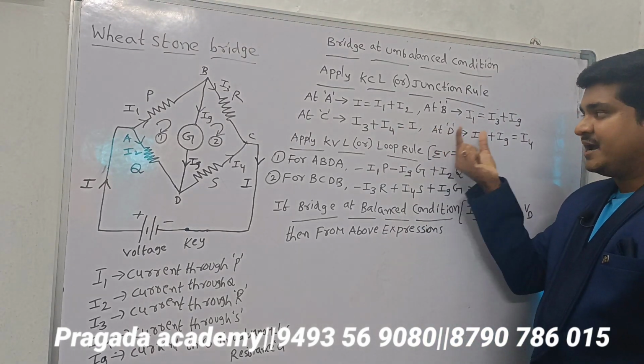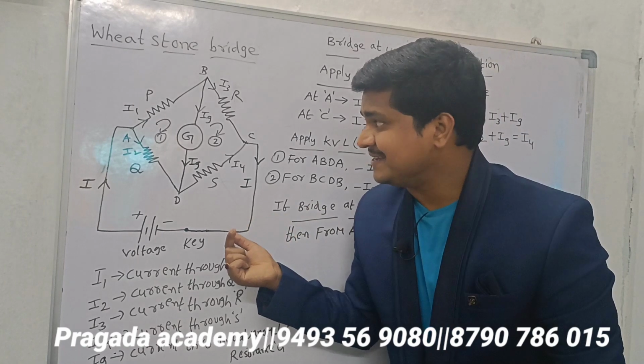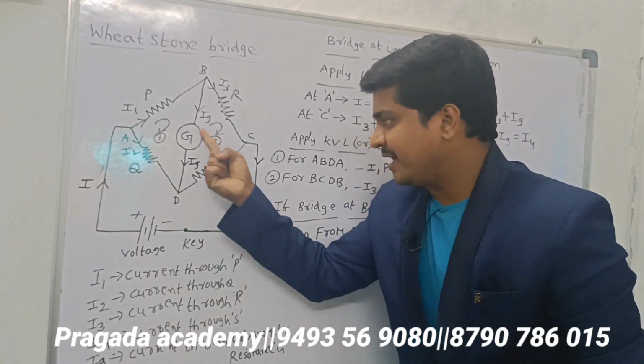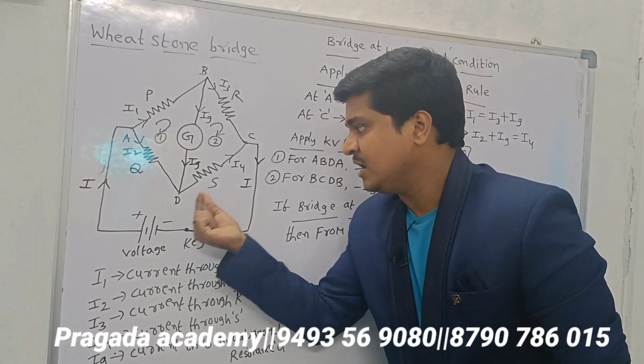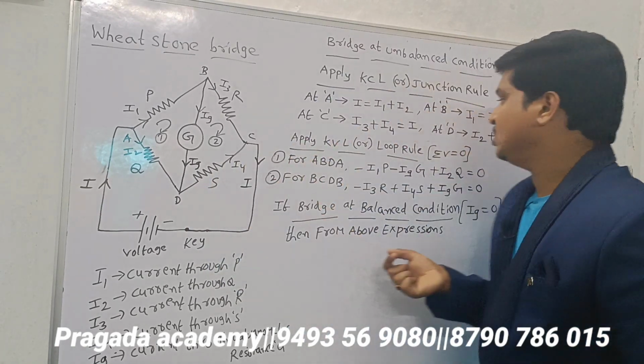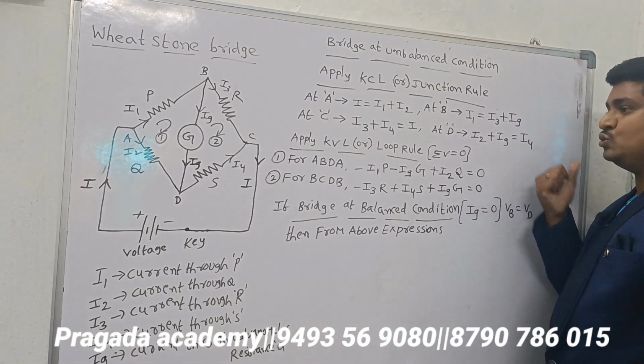At junction D if you observe, what are the currents entering here? I2 current and Ig current are entering towards the junction and I4 is leaving from the junction. So you will get I2 plus Ig equals I4.